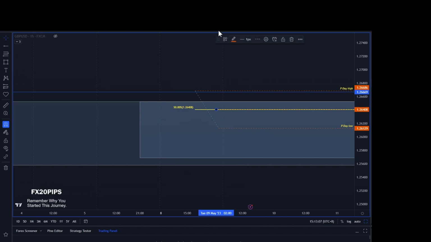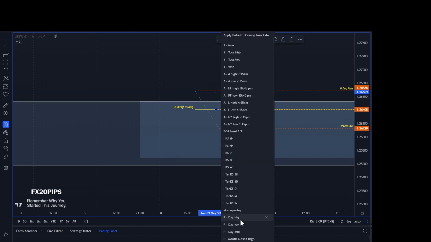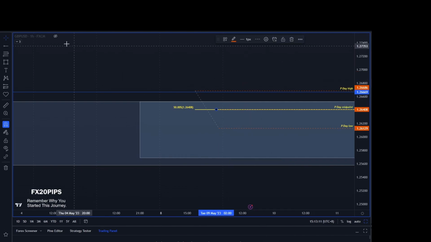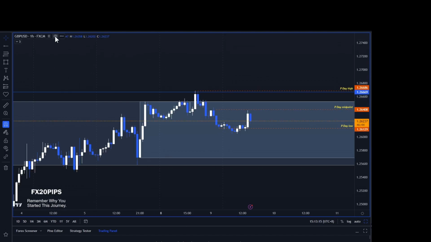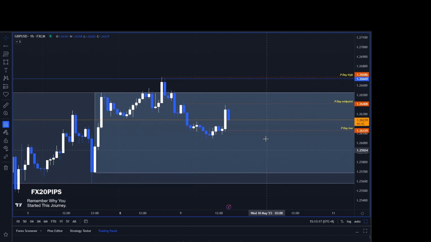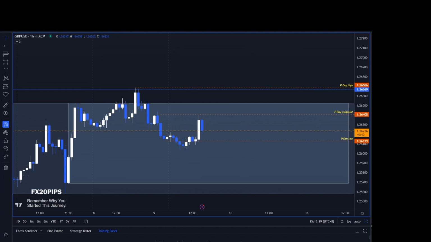1.26408 is the midpoint. So I change it for it. Previous day midpoint. Right. I remove the fib. I don't need it anymore. I get back the candle. Okay, why do I draw that? I draw that just so that you can see the price try to go above yesterday's midpoint in this 1 hour chart, but it seems to fail at this moment.